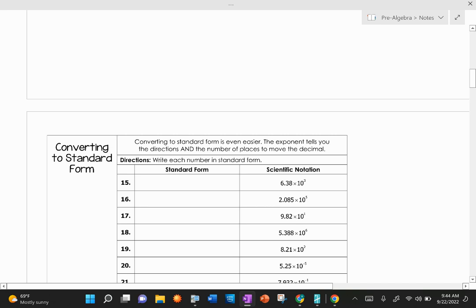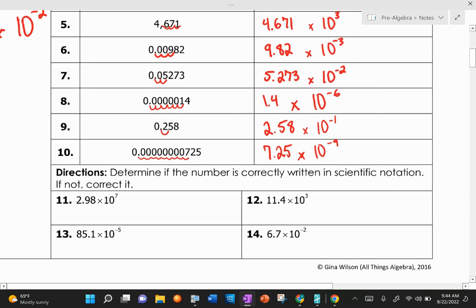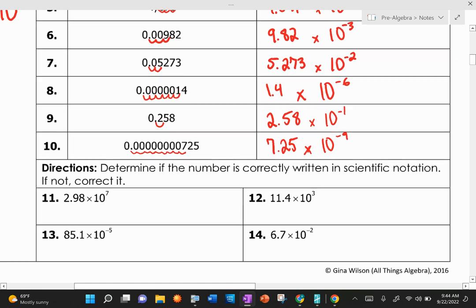scroll up. Like on number 11, you just got to ask yourself a couple of questions. Do you have a base 10?